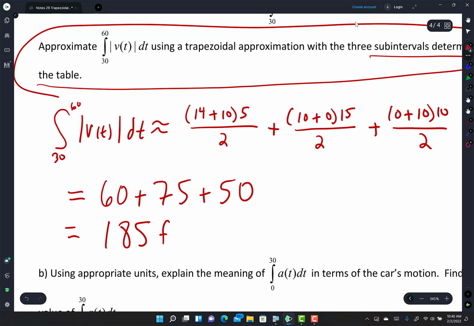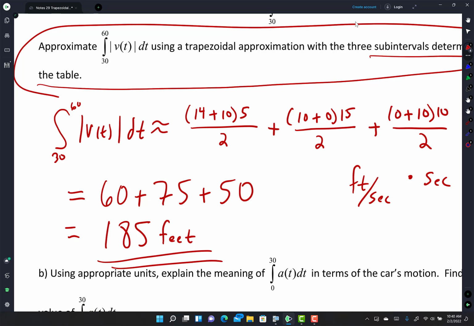I don't know. Feet per second times second is... No. Feet per second times second is not feet per second squared. Feet per second. So put it here on the side. Feet per second times second is just feet. I'll put FT, feet.